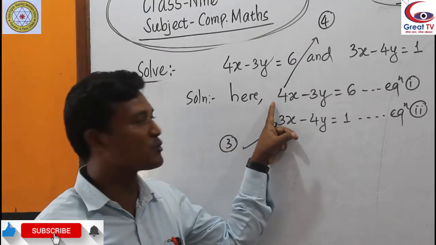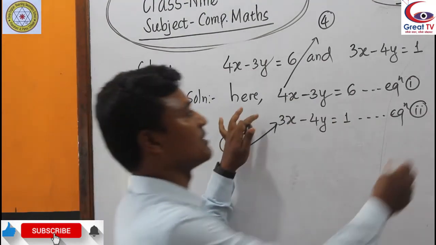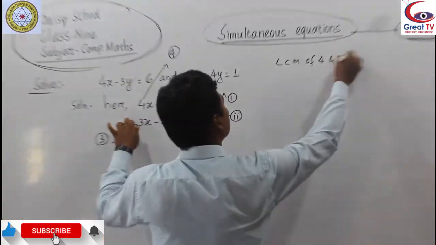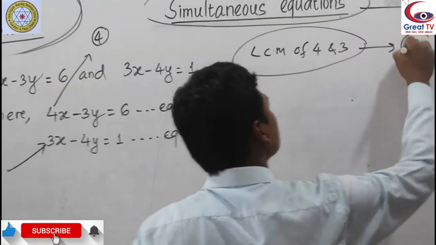But go by this way. Find the LCM of 4 and 3. LCM of 4 and 3. You know that the LCM is 12.